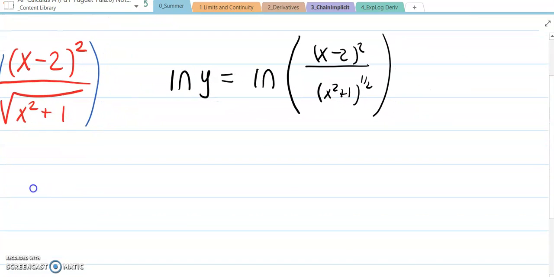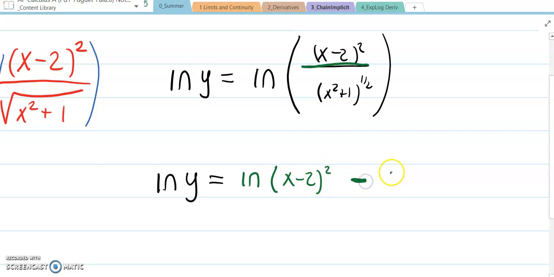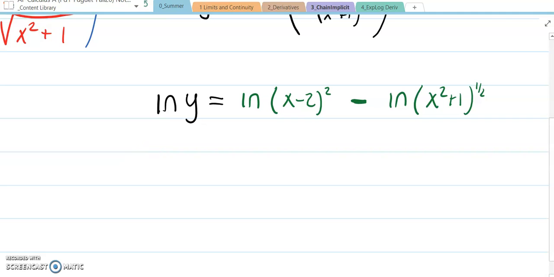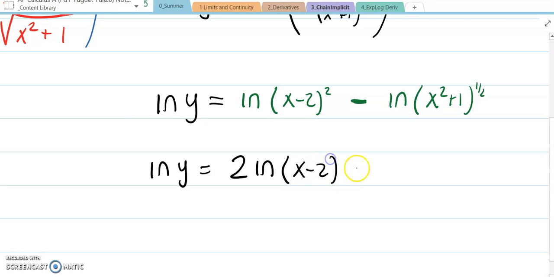What this allows me to do is take its derivative implicitly. But first, I'm going to take care of the fact that there is a quotient in here. That gives me natural log of x minus 2 squared minus natural log of x squared plus 1 to the 1/2. And then, before I take this derivative, we're going to move those exponents out in front. So this becomes 2 ln of x minus 2 minus 1/2 ln of x squared plus 1.